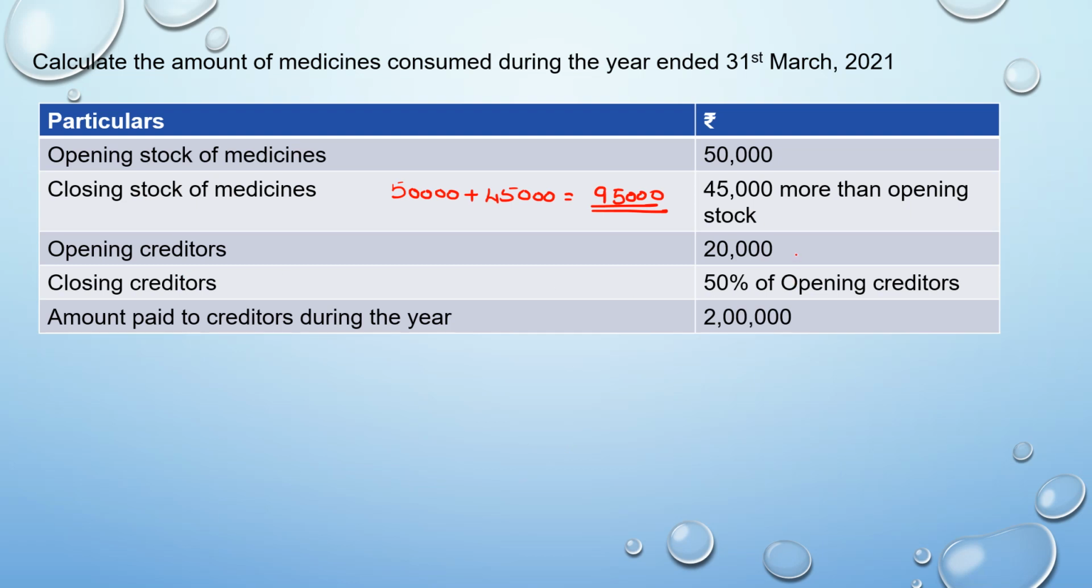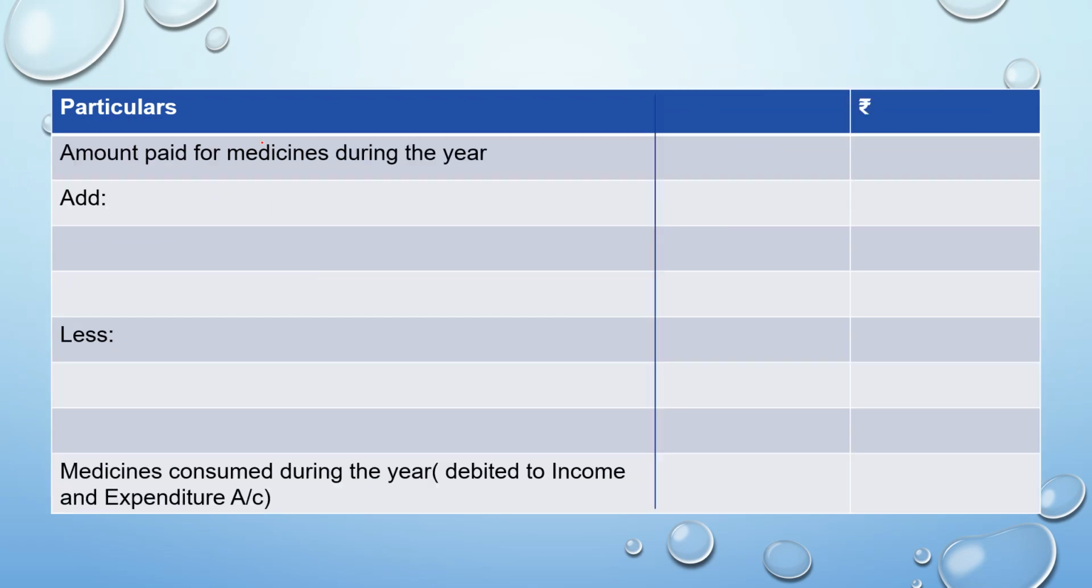Next we have opening creditors 20,000. Closing creditors again 50% of opening creditors. So here opening creditors is 20. So 50% of the 20,000 rupees, that would give us rupees 10,000. So that is the value of your closing creditors. And then they have given us the amount paid to creditors during the year, 2 lakh. So now let us solve this question under both the methods. Let's start with the first method, the statement method.